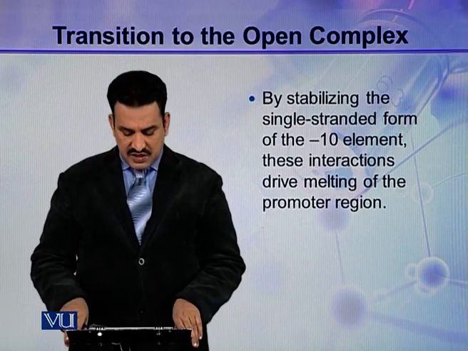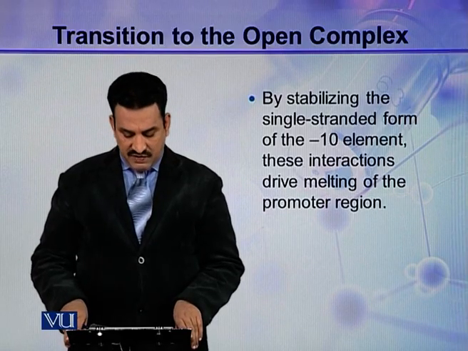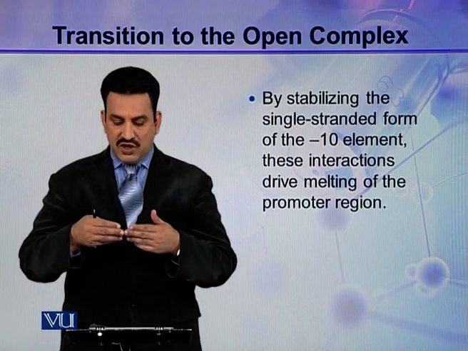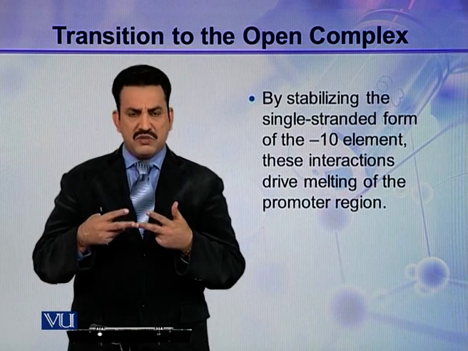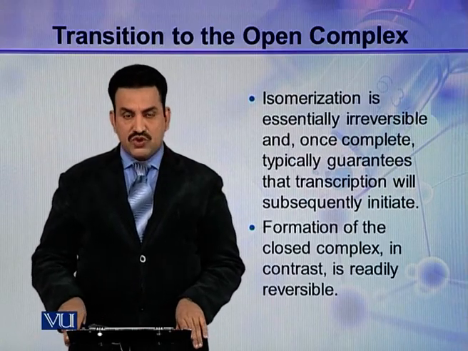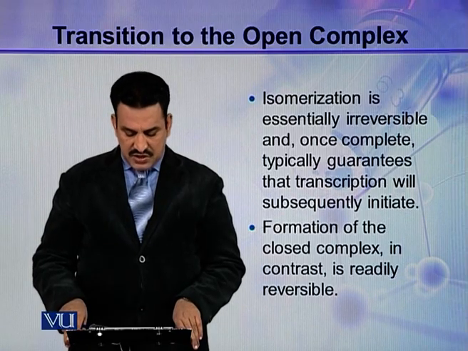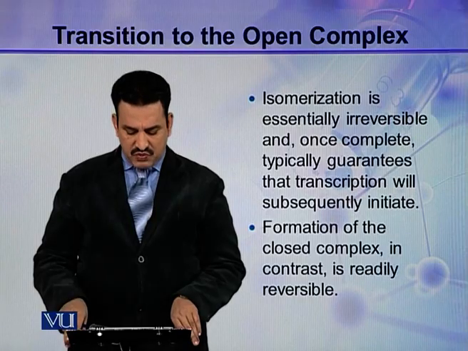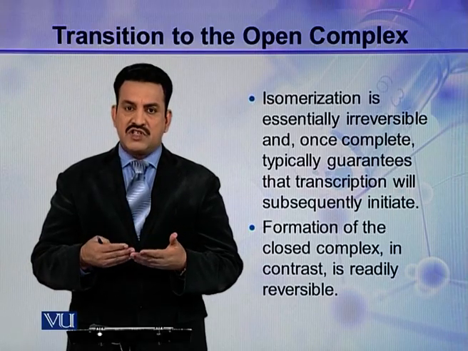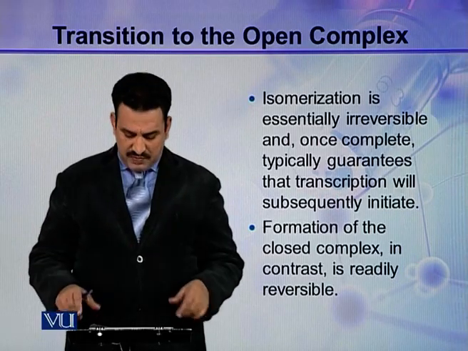By stabilizing the single-stranded form of the -10 element, these interactions drive melting of the promoter region. So now the promoter region melts. The melting means the opening up of two DNA strands. Isomerization is essentially irreversible, and once complete, typically guarantees that transcription will subsequently initiate. So once these events happen, they guarantee that now the transcription will take place.